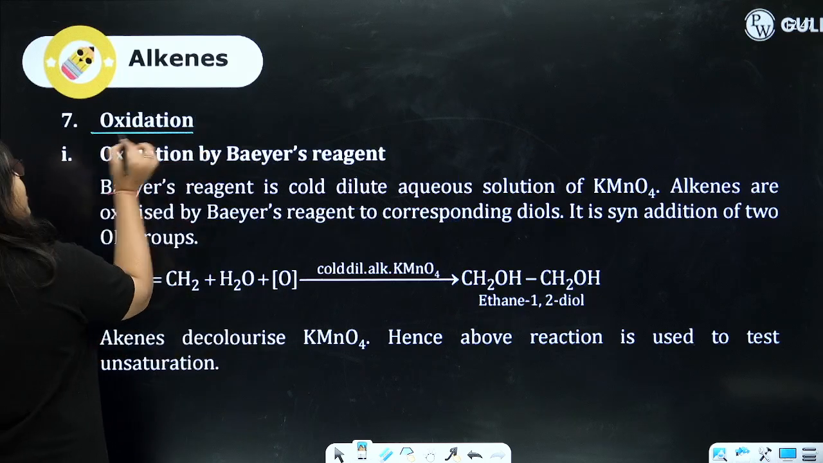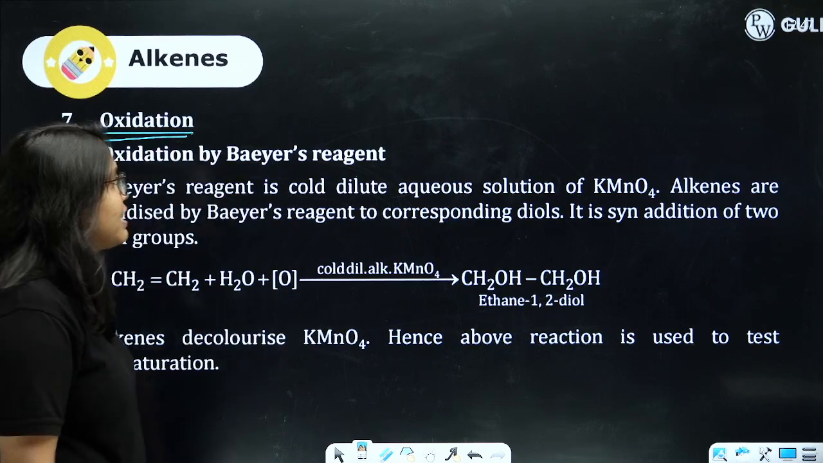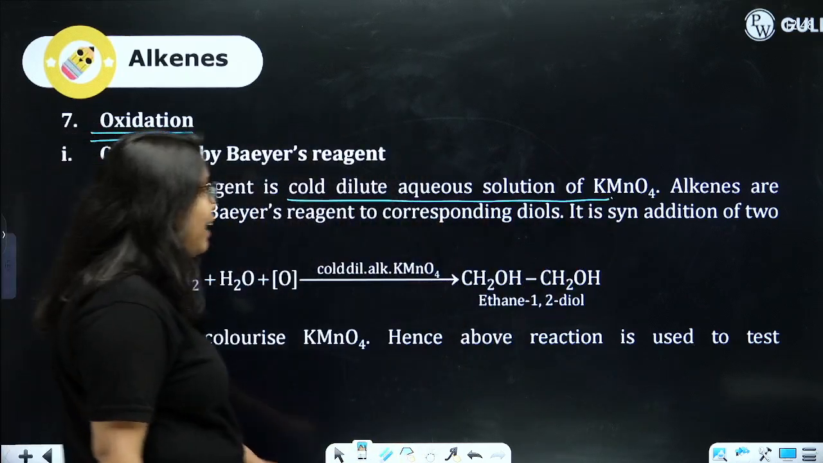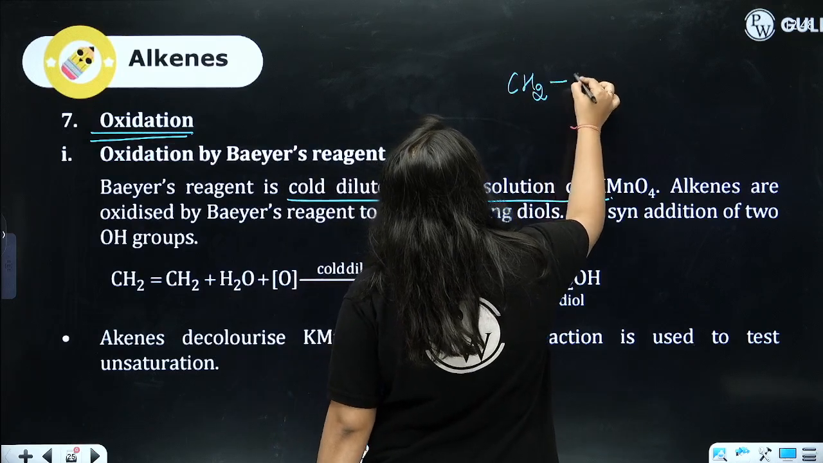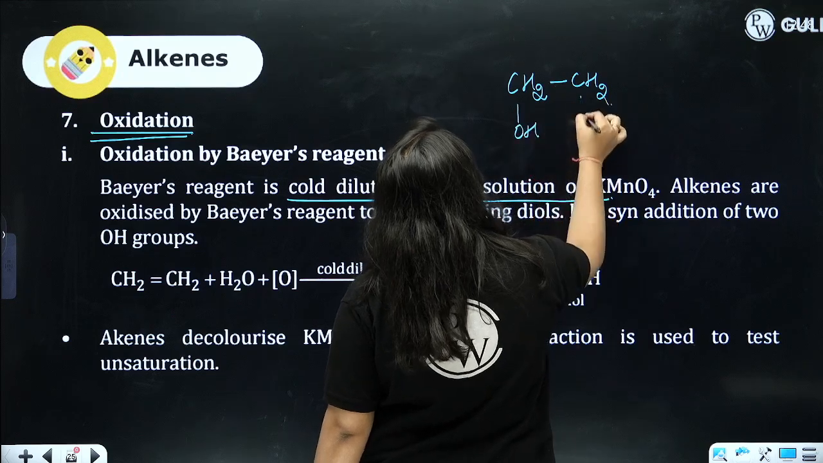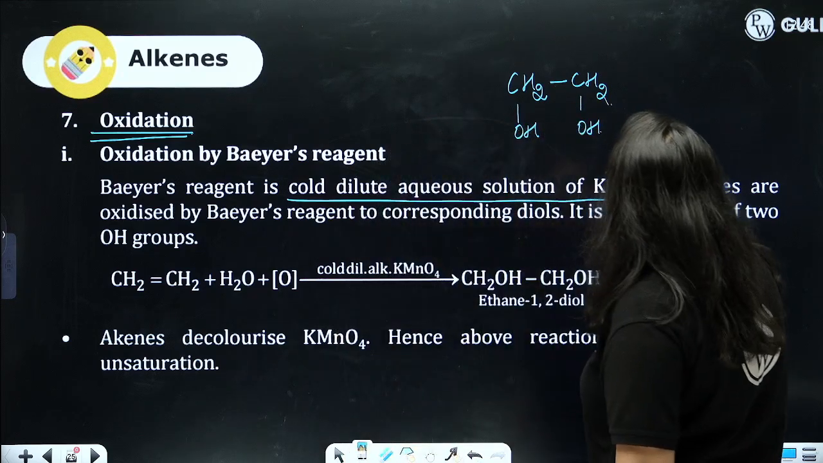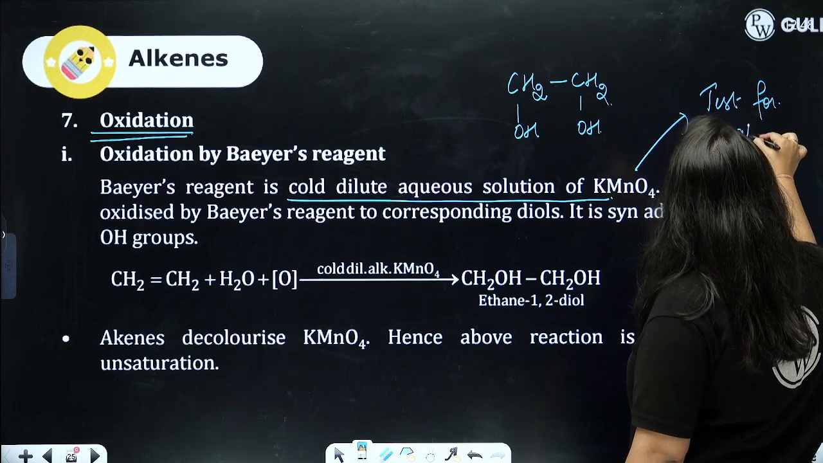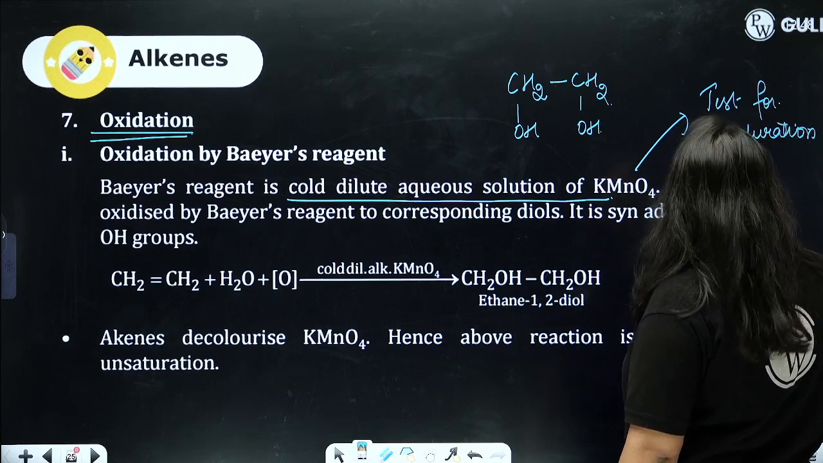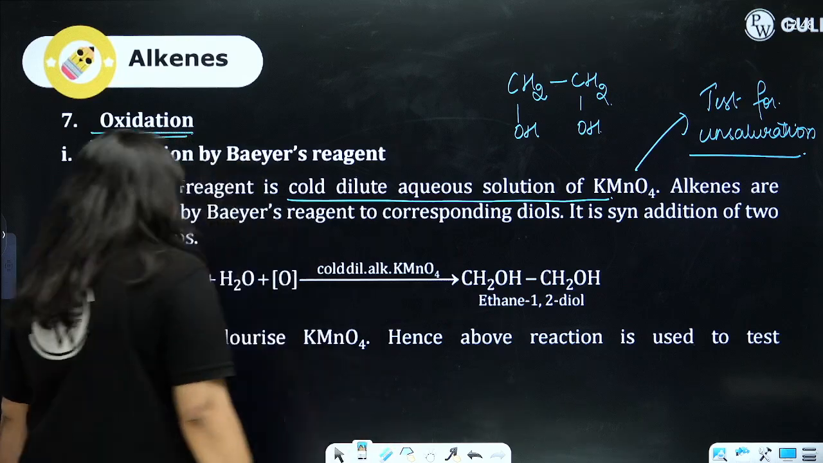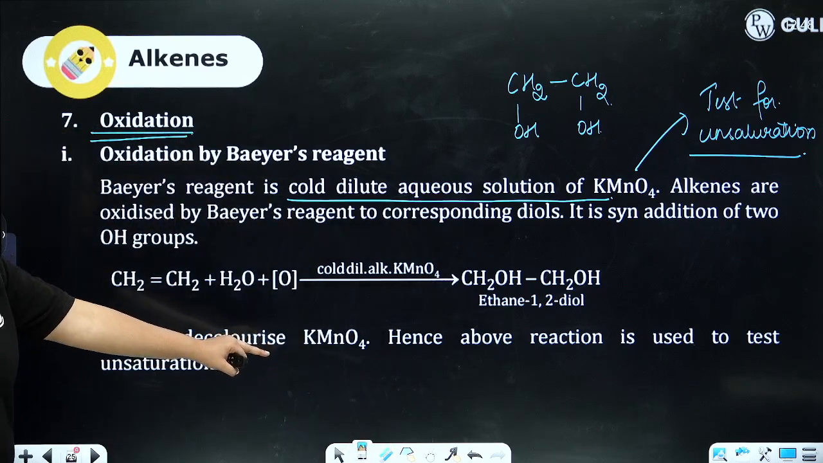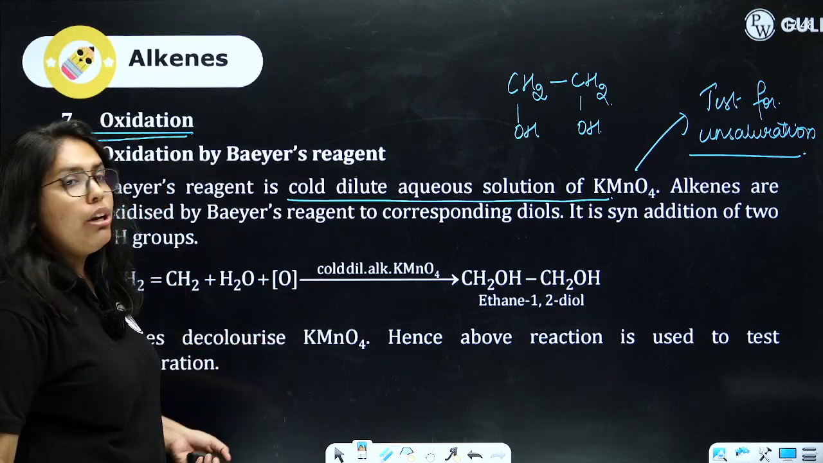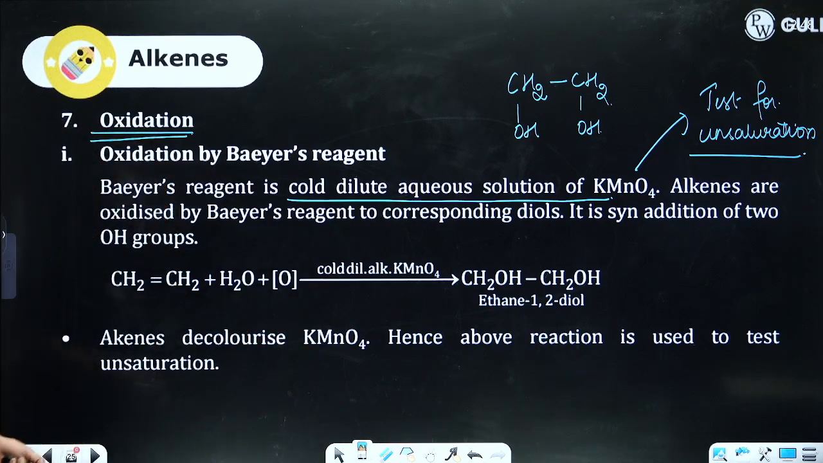Oxidation by Bayer's reagent. Bayer's reagent is nothing but cold dilute KMnO4, and this gives us a diol. That is, you will get CH2OH as the product, and this is also known as the test for unsaturation. Why? Because the KMnO4 is pink in color. In the above reaction, the pink color is lost after this particular diol is formed. All right then.